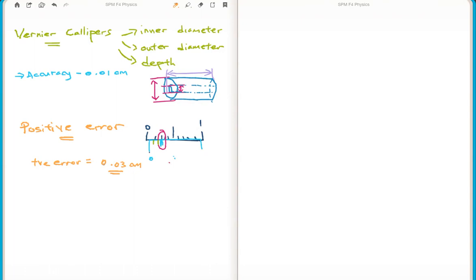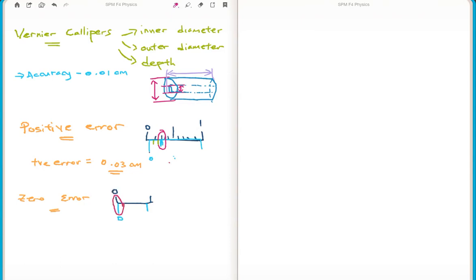Next we have zero error, no error. What happens? You have zero error when the main scale closes at the vernier scale. So this is 0, and this is the vernier scale. So 0 when they coincide with each other.